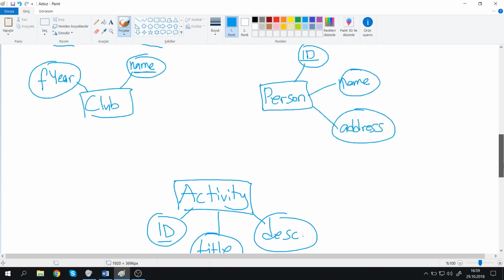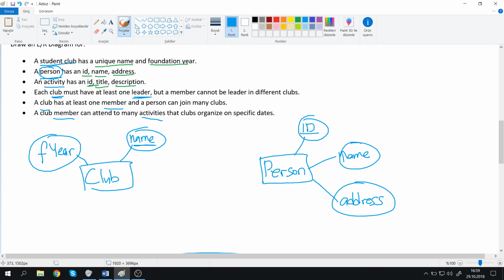And let's look at the relations. Each club must have at least one leader, but a member cannot be leader in different clubs. So there is some relation between club and person. Let's first draw that.